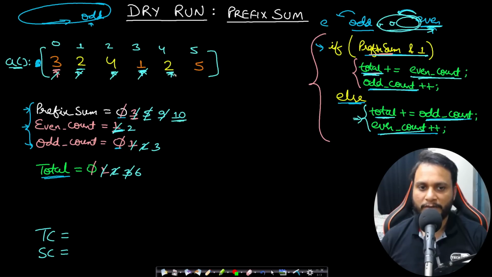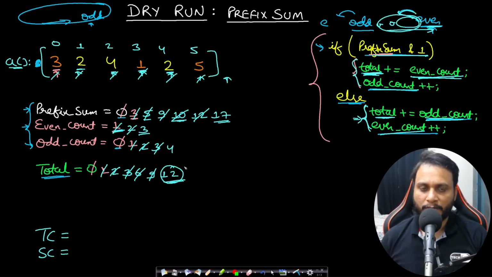Let's move to the next value. Again, this 2 is added and this becomes 12. So again, this is an even number. So total will add the odd counter. So this becomes 9 and even count will increase by 1. Again, you move to the next value. This becomes 17. So 17 is an odd number. So the total will be incremented by the even count. So even count is 3. This becomes 12, 9 plus 3 is 12, right? And you will increment the odd counter. So this becomes 4 because 17 is odd.